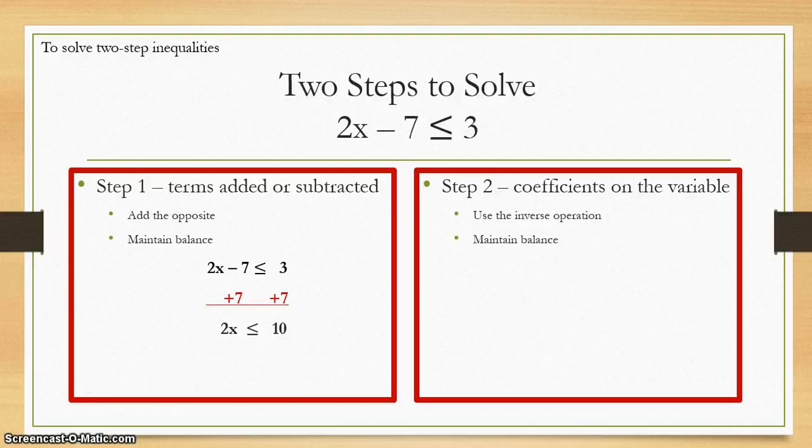We'll use the inverse operation. We'll maintain balance on both sides, and then we'll change the inequality sign if it's necessary. 2x less than or equal to 10. The coefficient is 2, so we'll divide both sides by the 2, and we have x less than or equal to 5. The 2 was positive, so it does not require an inequality sign change.